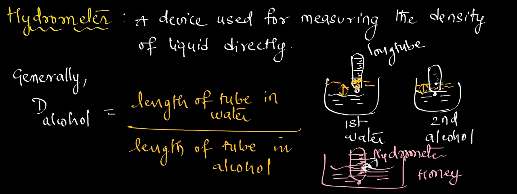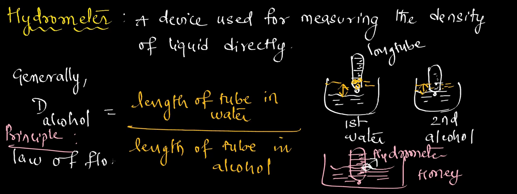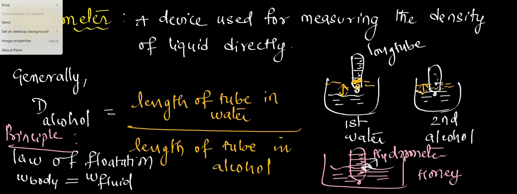Okay. Yes, ma'am. And what is the principle for the working of a hydrometer? The hydrometer works on the principle of the law of flotation. What is this law of flotation? When a body is immersed in a liquid, its weight is equal to the weight of the fluid displaced by the body. So it works on this principle. Any doubt? No doubts, ma'am. Okay.